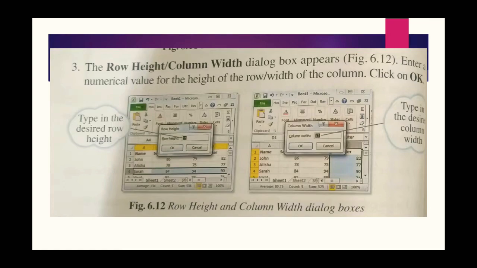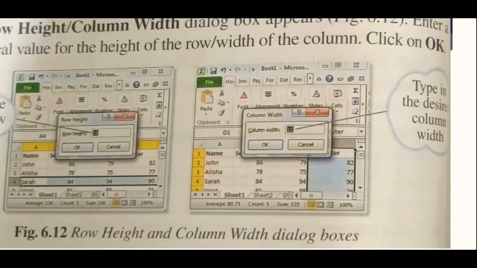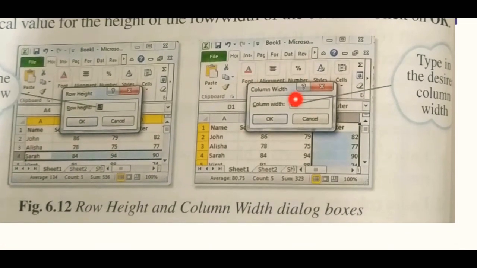The Row Height or Column Width dialog box appears. Enter a numerical value for the height of the row or the width of the column. You can type in the desired row height or type in the desired column width.